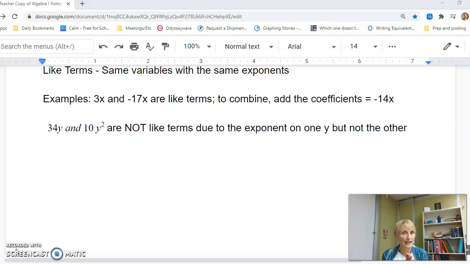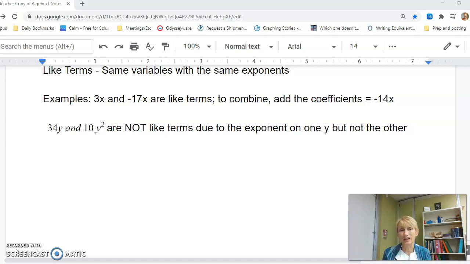You heard me mention like terms before, that was why we could not put things together that were inside those parentheses because they weren't like terms. To be like terms, they have to have the same variables with the same exponents. So for instance, 3x and negative 17x are like terms. To combine them, you would just add the coefficients and keep the x. So 3x plus negative 17x would be negative 14x.